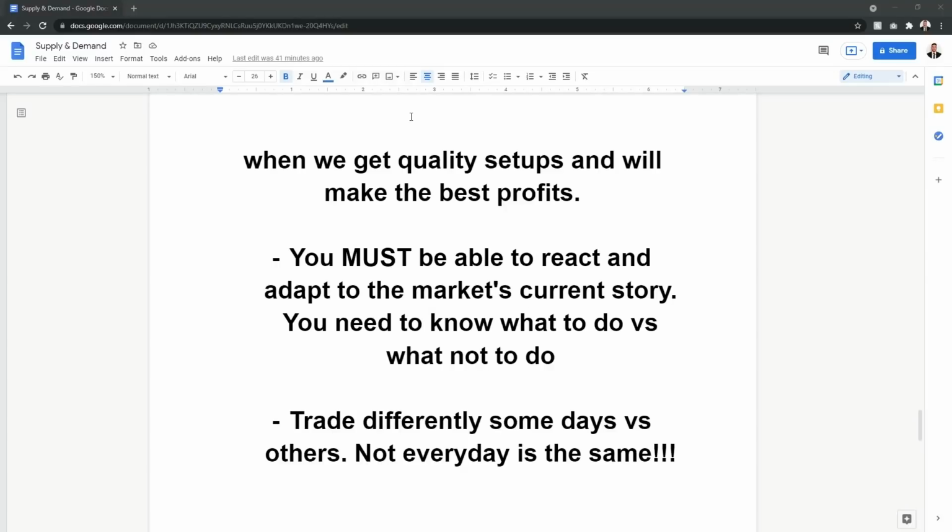It's constantly throwing different things at us. We have to take what it's throwing at us and react and adapt to it. You also need to know what to do versus what not to do. A lot of people think they know what to do, and when they think that way, it's actually something that they should not be doing. So trade differently some days versus others. Not every day is the same. Always remember that. I go into this the following day with a clean mind, fresh slate, and I just react to what the market is currently telling me.